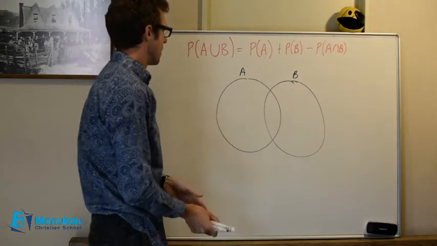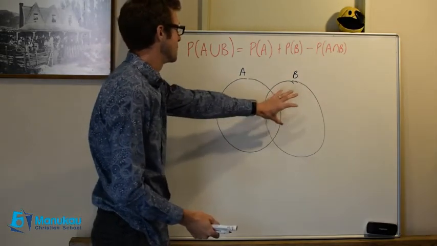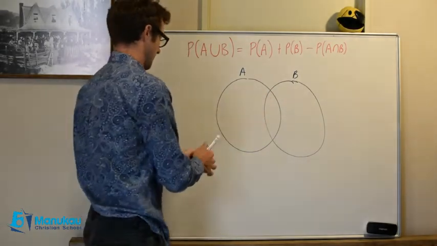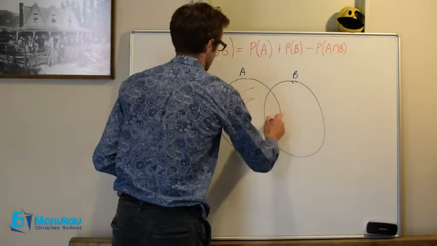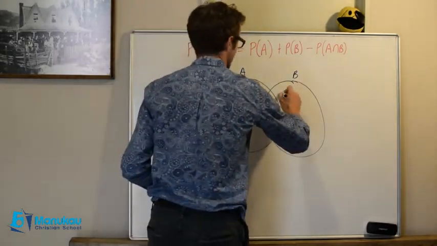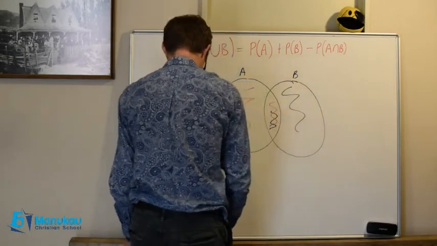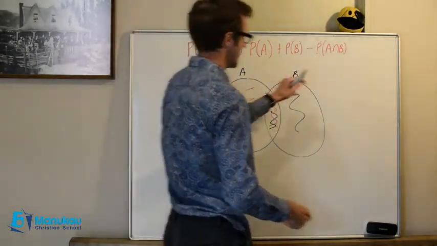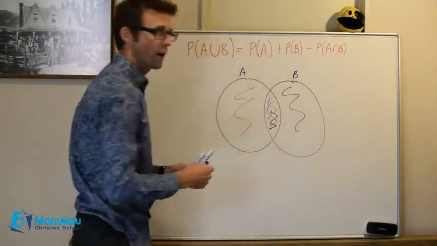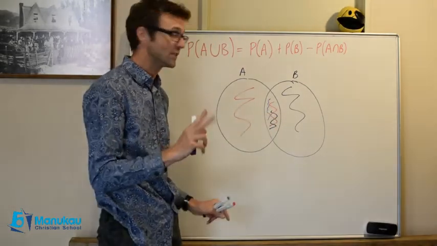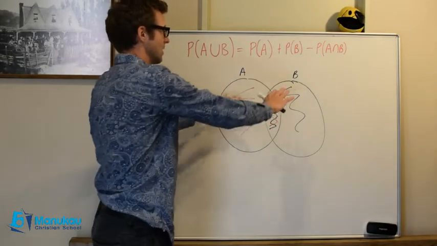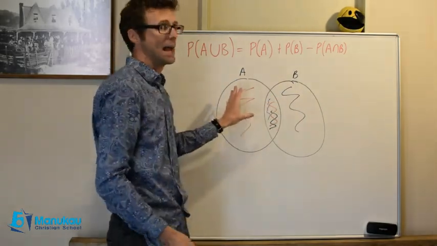So the probability of A or B, getting anything from those, is equal to the probability of A, which is shaded this bit here, plus the probability of B, which is shaded this bit here, and then minus the probability of this bit here. And you see why that is, because we've counted this bit twice in the red and the black. So we've got to subtract one of those bits to just get the overall probability of anything that's from A or B.